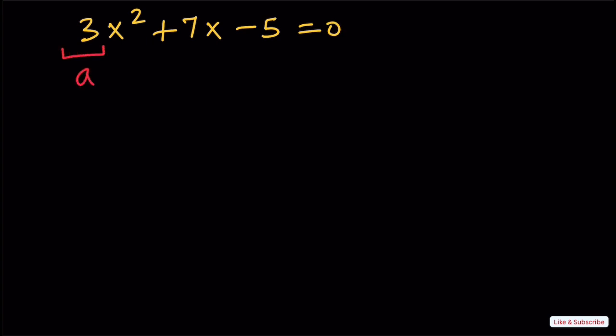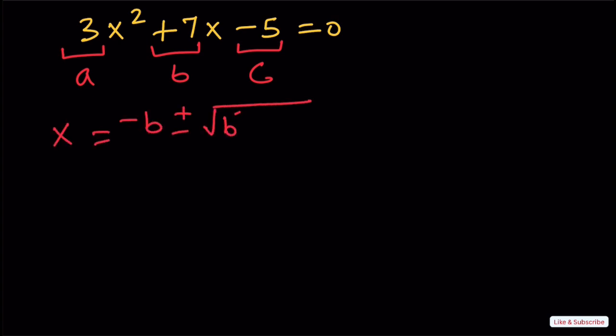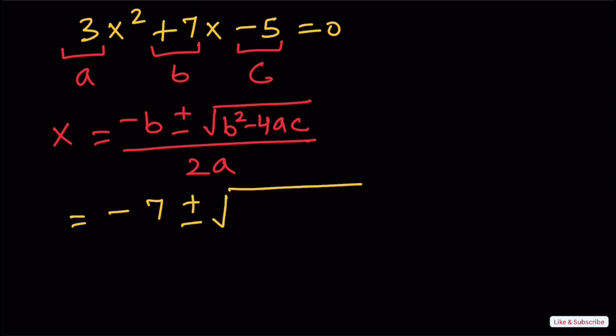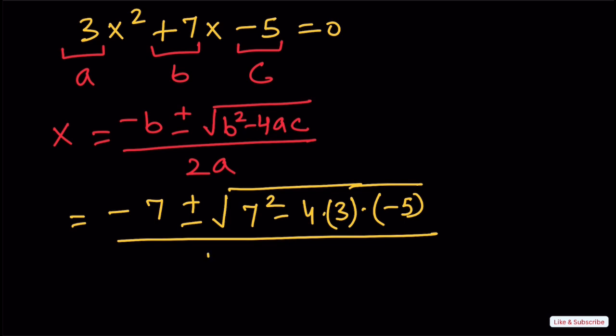Let's take another example. It is 3x squared plus 7x minus 5 equals 0. The value of a is 3, b is 7, and c is negative 5. x equals negative b plus minus root of b squared minus 4ac over 2a. Plug in the values. Negative b, which is negative 7, plus minus root of b squared, that is 7 squared, minus 4 into a, which is 3, into c, which is negative 5. And in the denominator, it's 2 times a, that is 3.